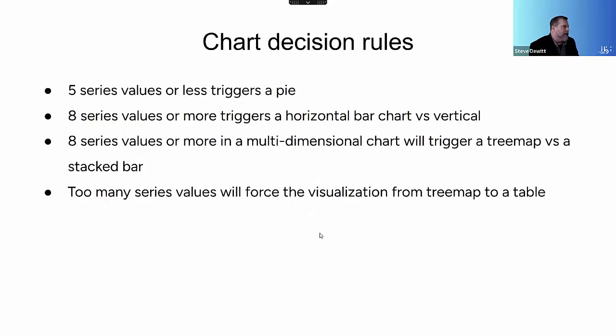Also, while we're in here, just some thoughts and ways to guess. All right, so 5 series values or less, you're likely to get a pie. 8 or more, you'll go horizontal instead of vertical. Then there's the question of a tree map versus a stacked bar, depending on how many series values or more in a multidimensional chart. And at some point, we say this is just too noisy and you get a table because the chart stopped being useful. So those are some practical tips on this. And I'll see about writing some of this up for the community, so it's out there.